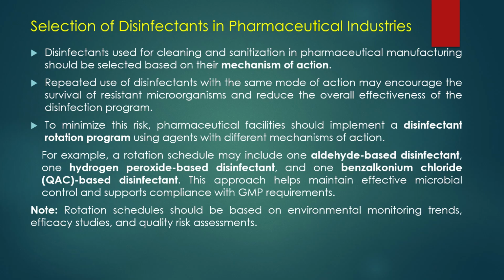For example, a facility may use an aldehyde-based disinfectant, a hydrogen peroxide-based disinfectant, and a quaternary ammonium compound-based disinfectant as a part of its overall program. This approach helps maintain effective microbial control and supports compliance with GMP requirements. However, the rotation should be based on environmental monitoring trends, disinfectant efficacy studies, and quality risk assessment.